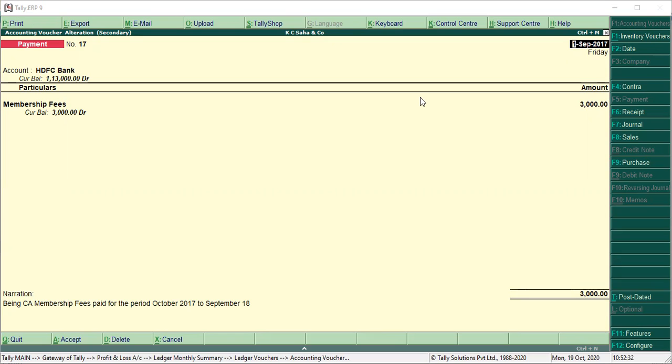See, you have paid the membership fees. That means membership fees is your expense and the bank account will decrease your balance. So membership fees account debit to bank. So the entry is right over here. But the narration is saying that membership fees paid for the period October 2017 to September 2018.